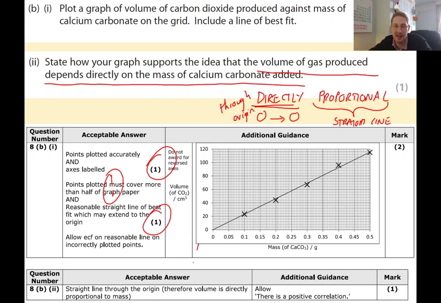Acceptable answer here, straight line through the origin, therefore volume directly proportional to mass. Allow a positive correlation. I would be wary of saying that, because they want you to show it depends directly. So they really do want you to say it's gone through the origin.